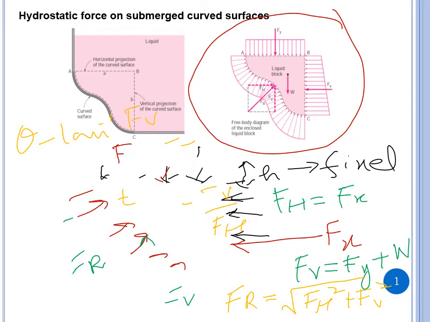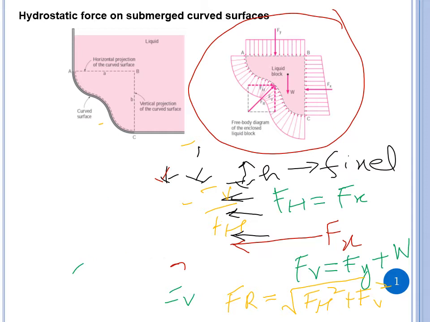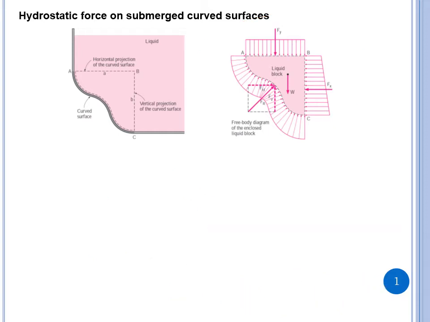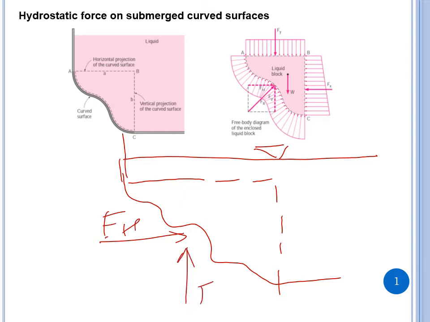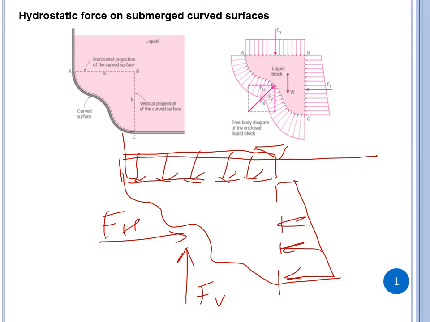Let me repeat it again. If you have any curved surface, no matter what kind of curve it is, if it is submerged in a liquid, what you really need to do is just take the projection. You take the horizontal projection and you take the vertical projection. The horizontal projection corresponds to pressure at a fixed height, and in the vertical one the height is changing, so pressure is changing, and then you can solve it.